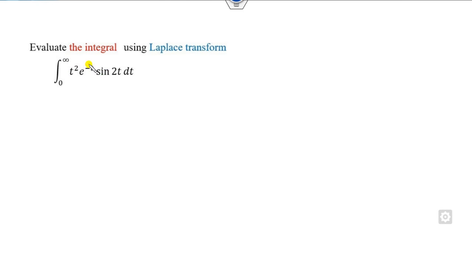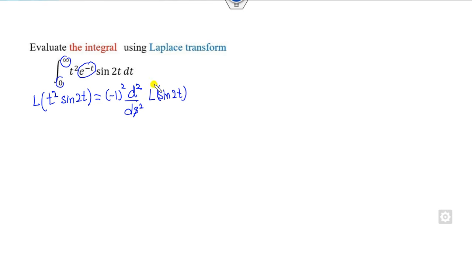Okay, look at this one. Again the exponential term is present and the limits are from 0 to infinity. So I have to find the Laplace of t square sine of 2t. Since it's t square, it is minus 1 raised to power 2 times the second derivative of the Laplace of sine 2t.